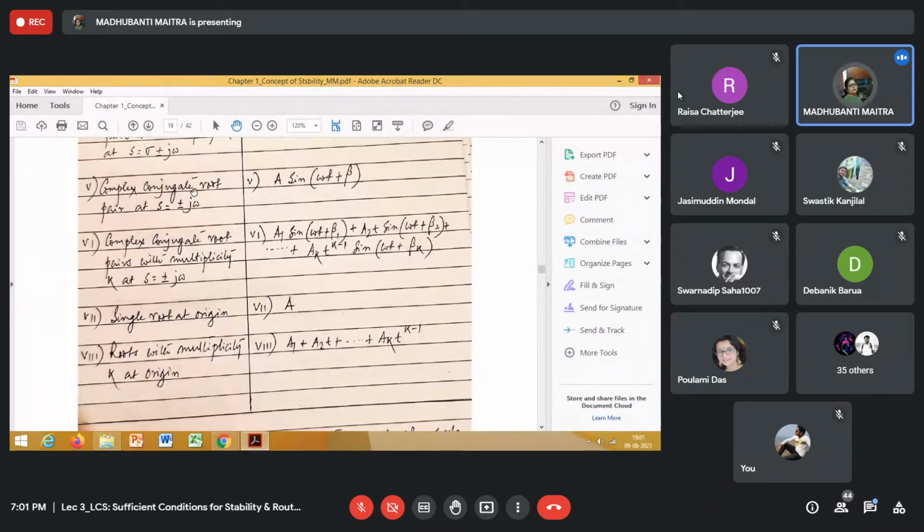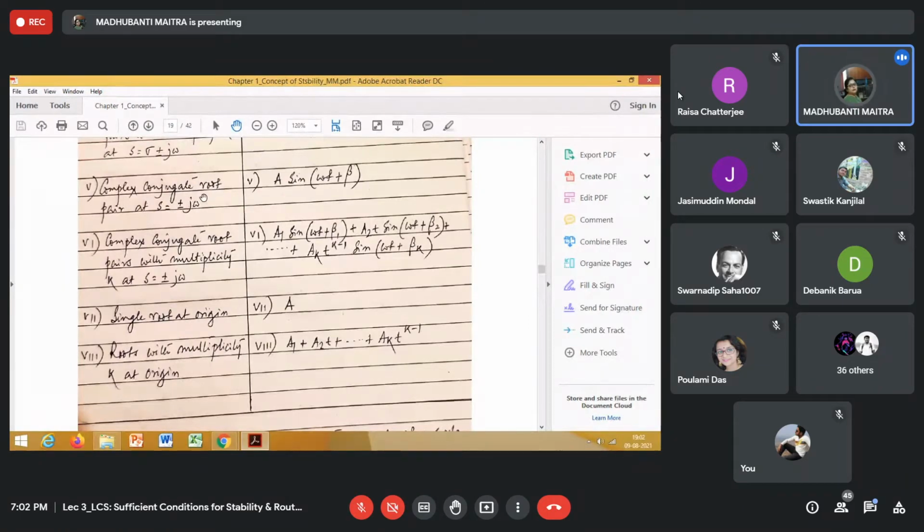Now, let us consider this example as well as this example. Complex conjugate root pair at s equal to plus minus j omega. That means a simple root on the imaginary axis, a complex conjugate root pair on the imaginary axis, or a single root at origin. That means a single root again on the imaginary axis. And the response terms are A sine(omega t plus beta) and A respectively, right? For these two cases.